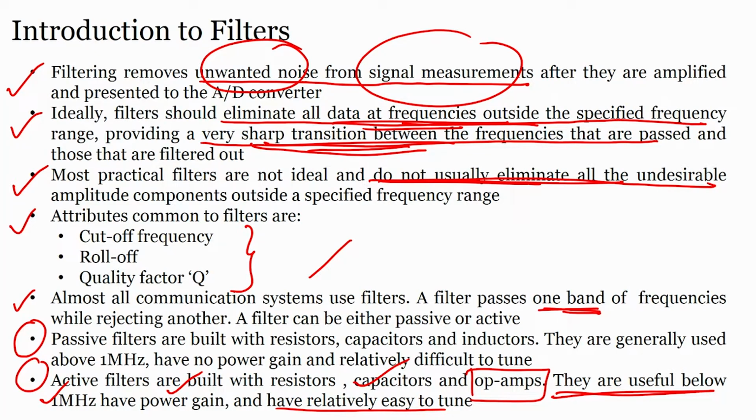Passive filters are made of resistors, capacitors, inductors, cannot be used below 1 megahertz, have no power gain and are relatively difficult to tune. Active filters are built with resistors, capacitors and op amps, and they are useful below 1 megahertz, have power gain and are relatively easy to tune, all right.